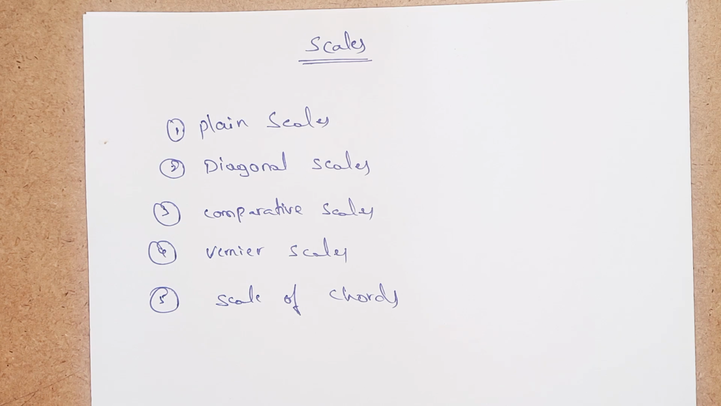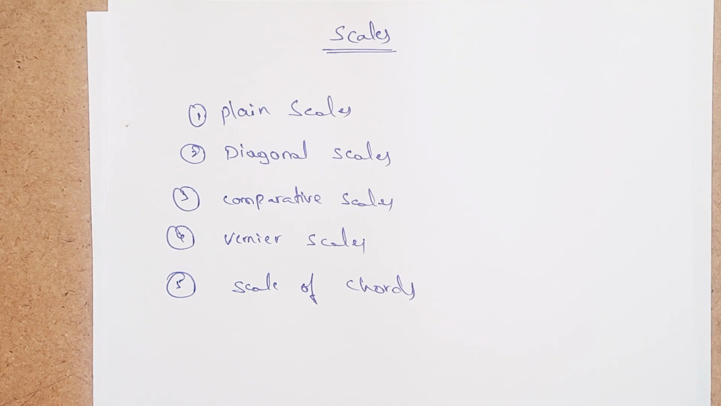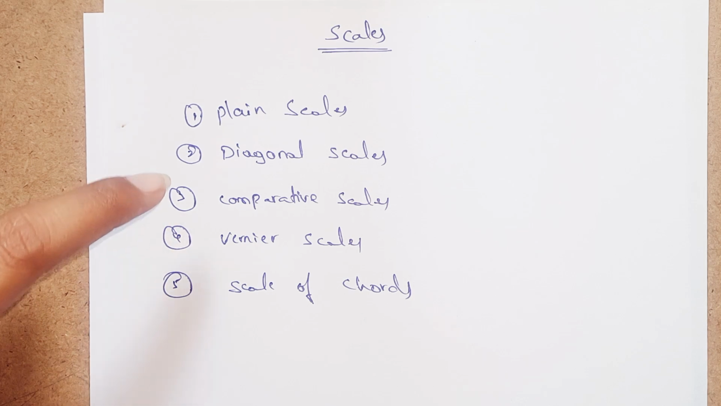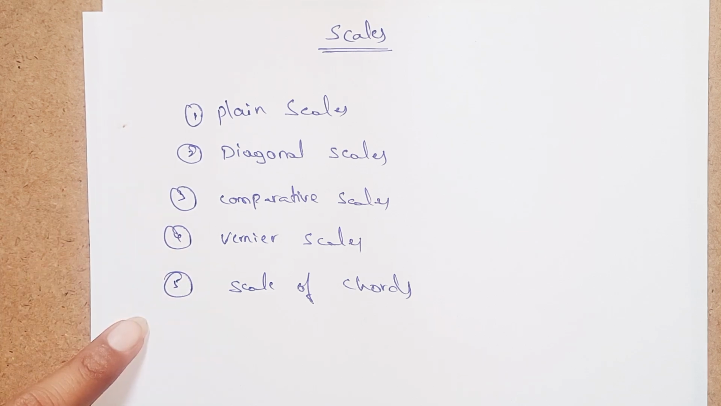Generally scales are used for the ratio of the linear dimension of an element of the object as represented in the drawing to the actual dimension of the same element of the object itself. The types of scales are plane scale, diagonal scale, comparative scale, vernier scale, and scale of charts. These are the five different scales.